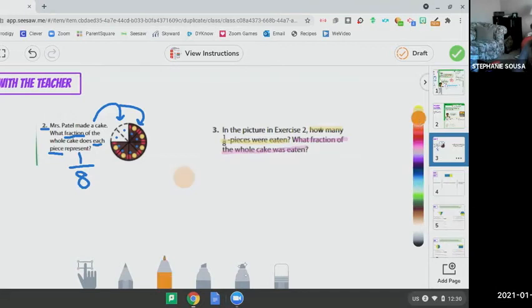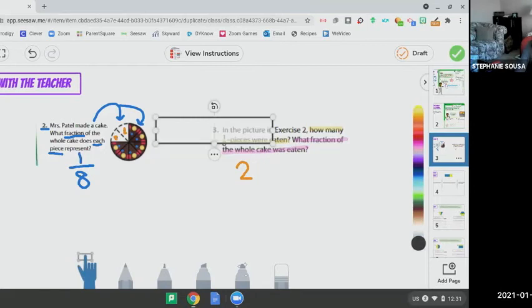This first question is where we usually see mistakes. How many 1/8 pieces were eaten? Third graders tend to get really excited about fractions and think that they need to write one, and they don't. How many 1/8 pieces were eaten? I can see there are 2 pieces missing. 1, 2. So that's what I will write. 2 pieces were eaten. And I'm going to type that because it's a lot faster for me.